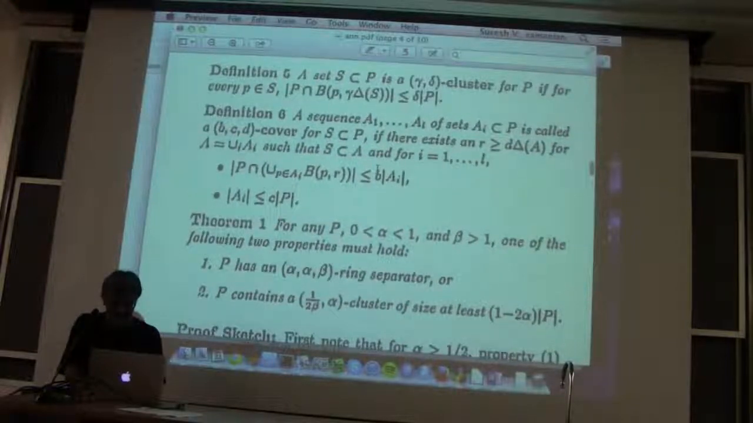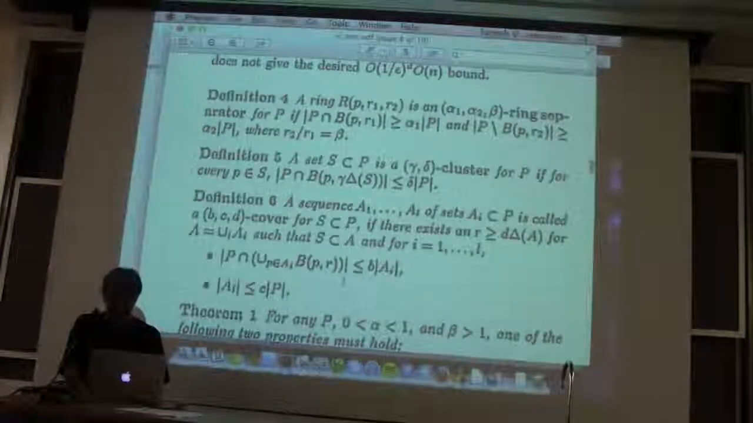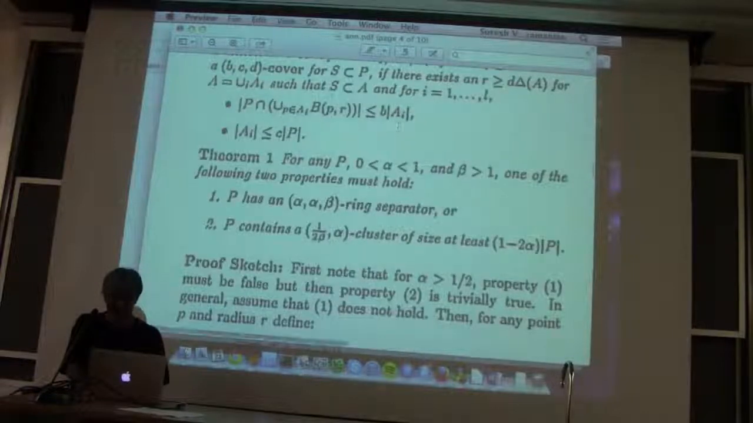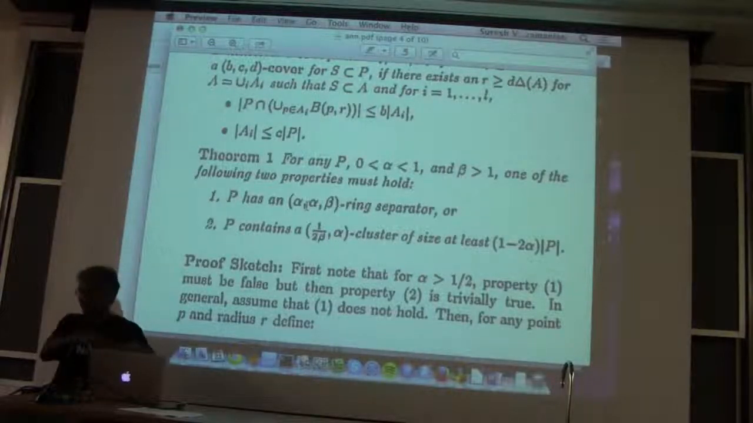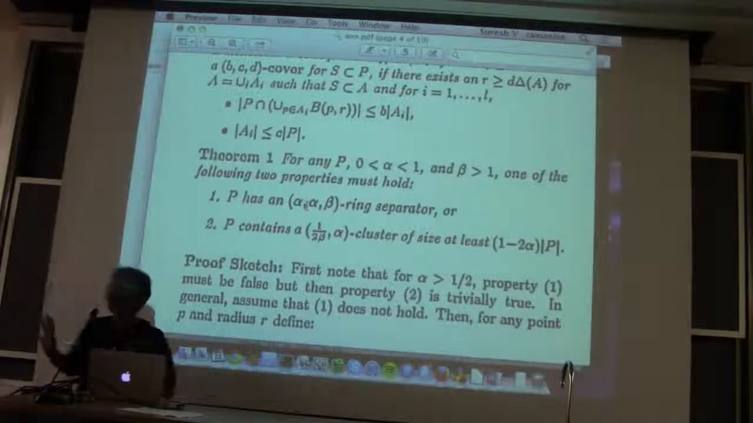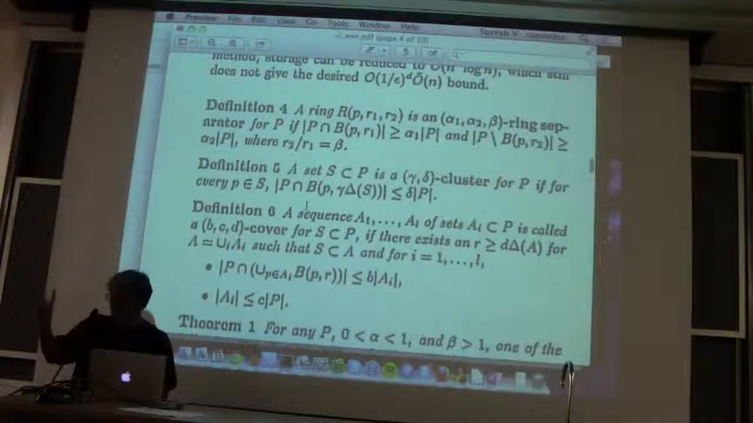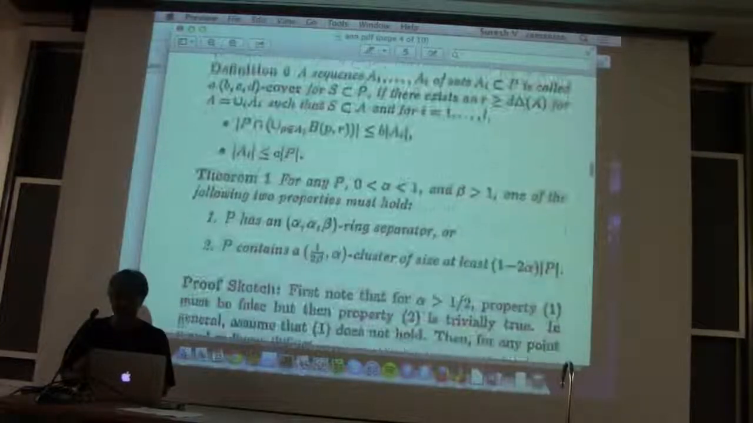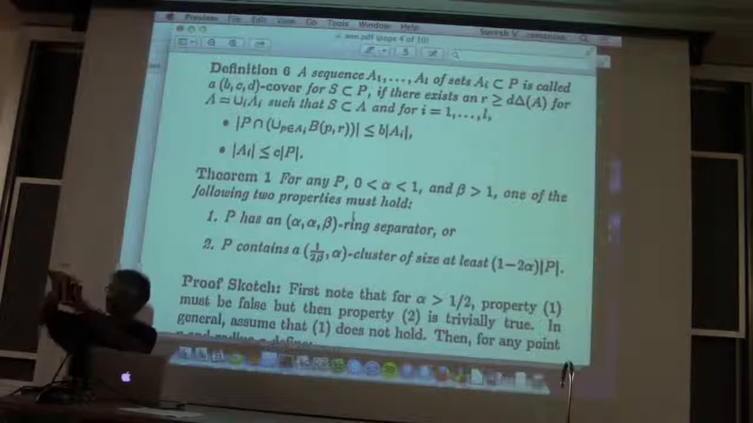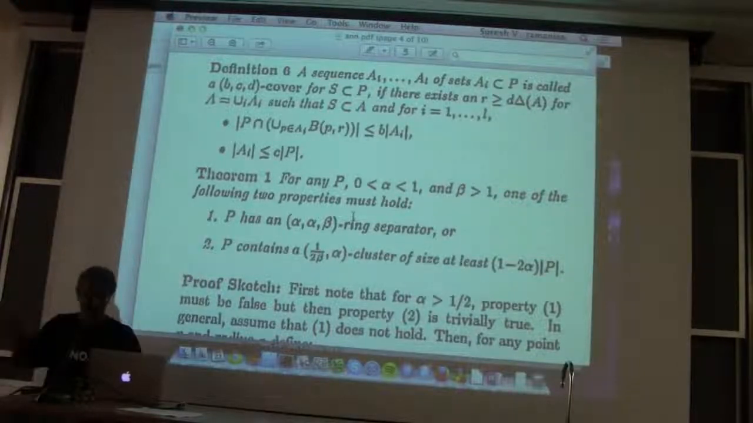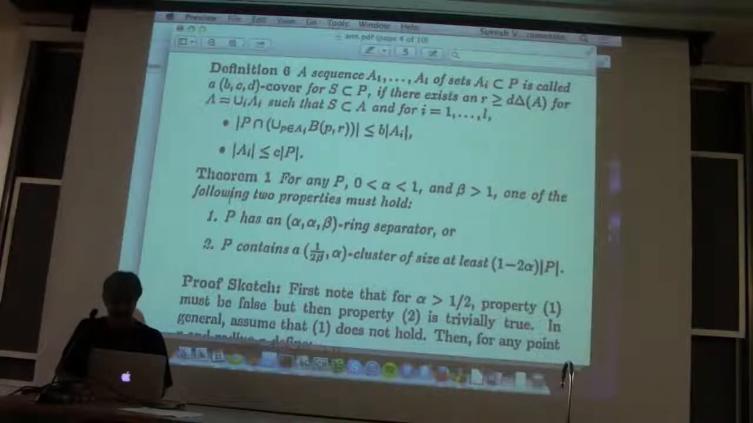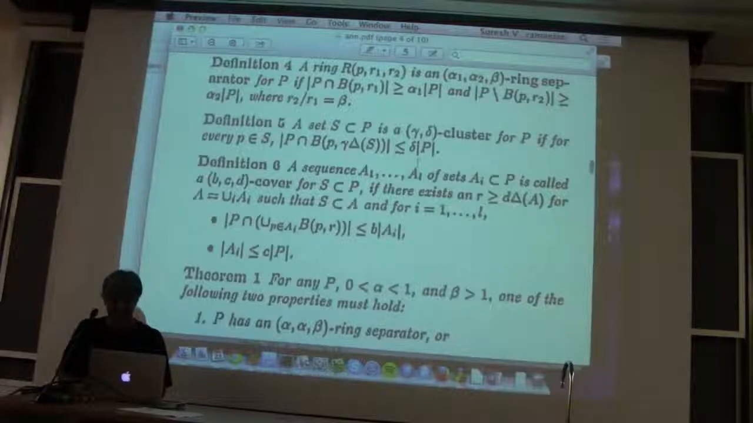So I have to go back and look at the definition of a ring separator here, and I can write it down. Well, I know what this is saying, it's got some shape. If you go back and look at the definition, not the proof, just the definition, it'll tell you what that shape is. It's a particular kind of way of dividing rings. Or it contains this, which also is a definition, the definition of a gamma delta cluster.